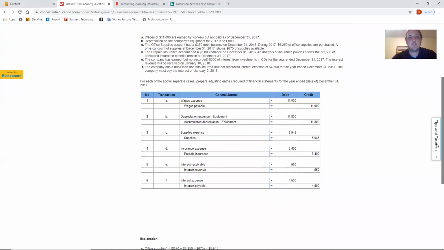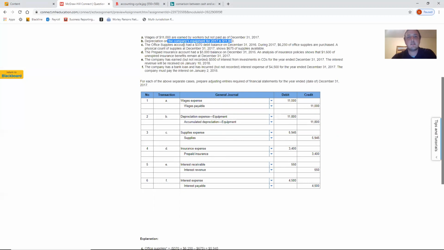More repetition. So we have wage expense. We're going to increase our wages, debit, increase our liability, credit for the 11,000. They tell you depreciation is 11,800. Increase our expense, increase our contra asset.